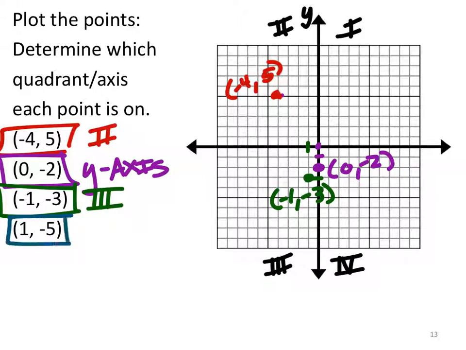Last up, we got this at 1, negative 5. Oh, it's kind of right there. 1, negative 5. Yeah, and this is in quadrant 4. Bam. Be very careful on the test to emphasize that V right there, because sometimes it looks like this, and then you lose points. But we don't want you to lose those points. We want you to get those points.